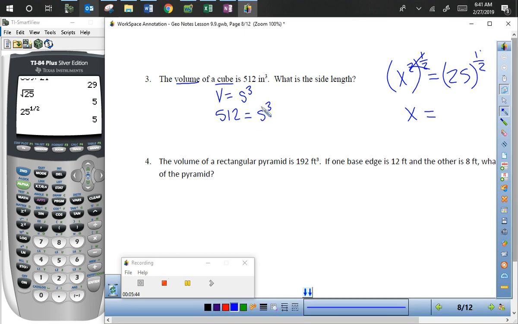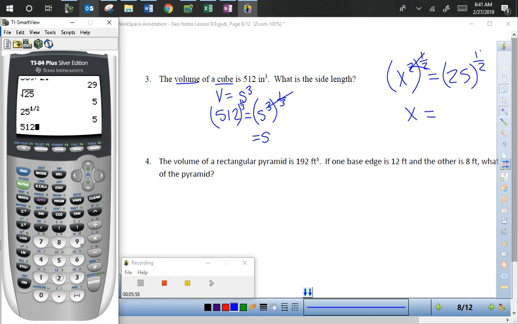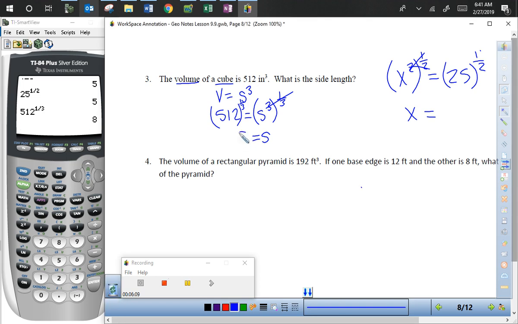Okay, so here, to get rid of a 3, we multiply by this 1/3 in the air here. So those powers cancel out. And here, we'll raise it to the 1/3 as well. Okay, so s equals, so with me here, 5, 12, and then use your little caret button, your up arrow here, and then 1 divided by 3. So we've got s equals 8, and we need a label on that. It's 8 inches.